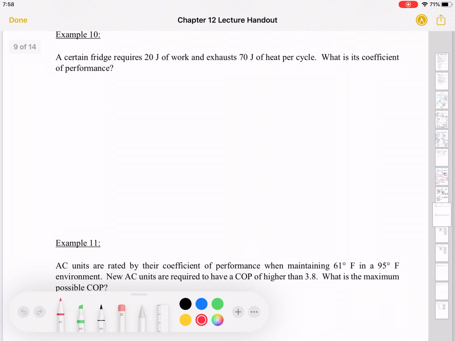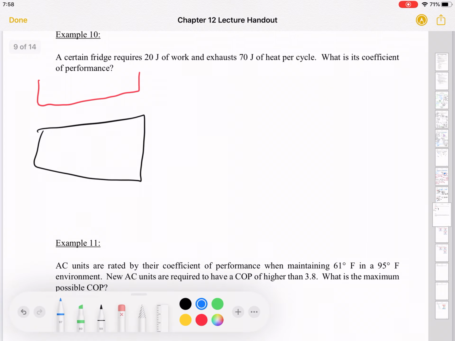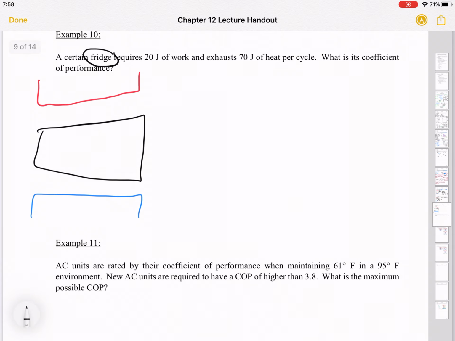So, as I am apt to do, I'm going to draw my system and the heat reservoirs. It's a little wonky, but who cares? Okay, and if this is a heat pump acting as a fridge, I have heat going this way, I have heat going this way, and work going in. Again, heat exchanged with the cold reservoir is always called Q cold. Heat exchanged with the hot is Q hot, and this is work in.